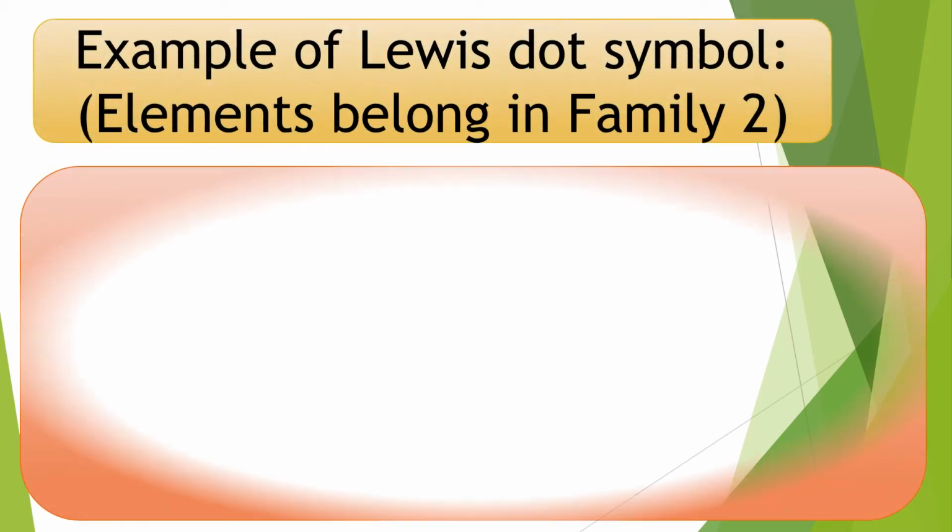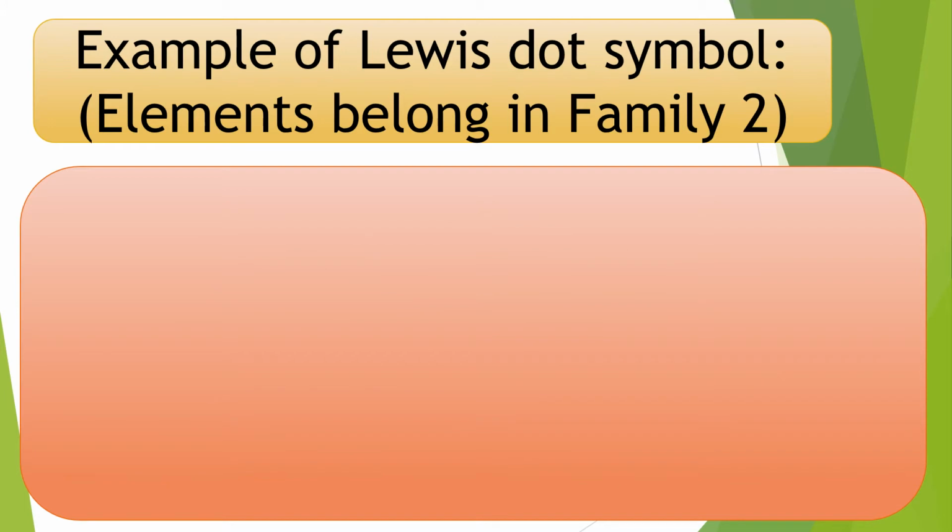Another example of Lewis dot symbol for family 2. The elements that belong in this family have 2 valence electrons. As you can see, they have 2 dots. Beryllium, magnesium, calcium, strontium, barium, and radium.